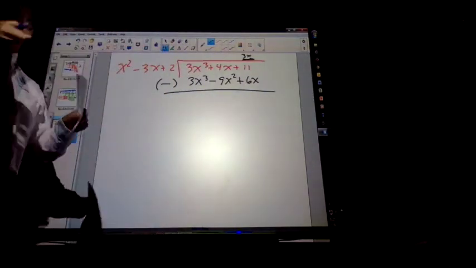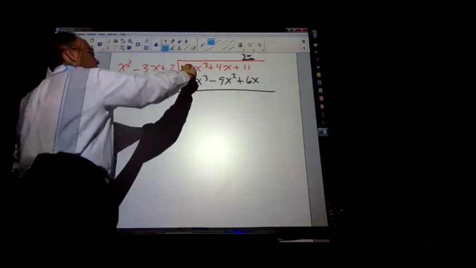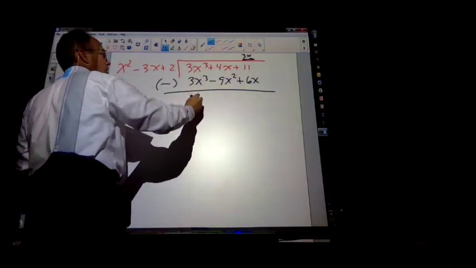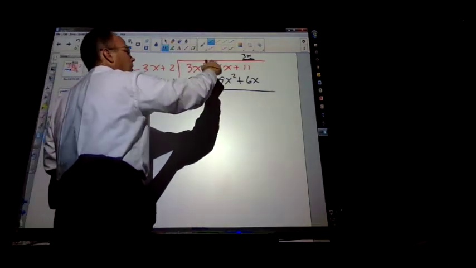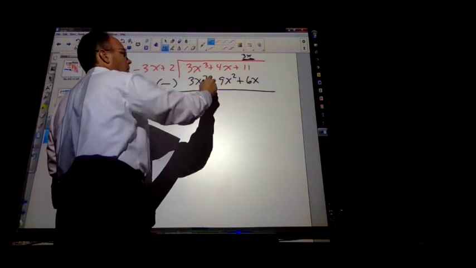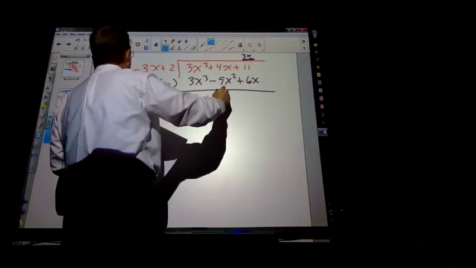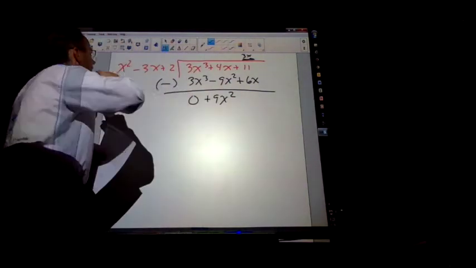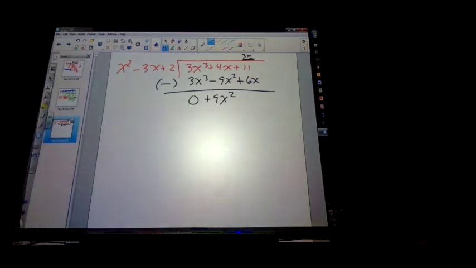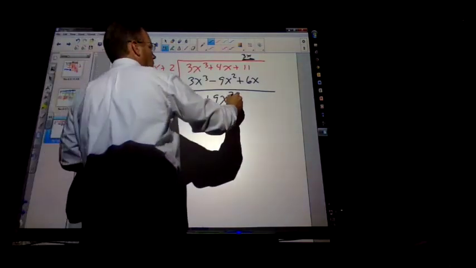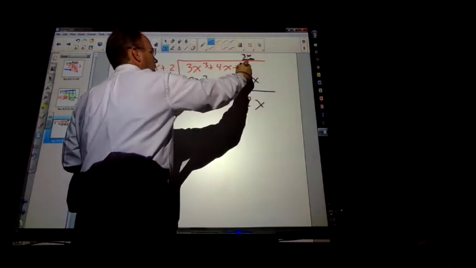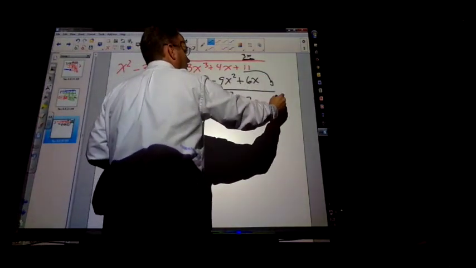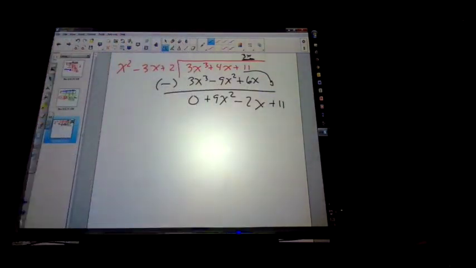Okay, now I have 2 things that are out of order, but that's okay. The 3x to the third minus 3x squared, that's gone. And then I don't have an x squared, so this is going to be minus negative 9, so that's plus 9x squared. And then the 4x minus the 6x, is that right? 4x minus 6x is negative 2x. And then let's bring the 11 down. I think that's right.